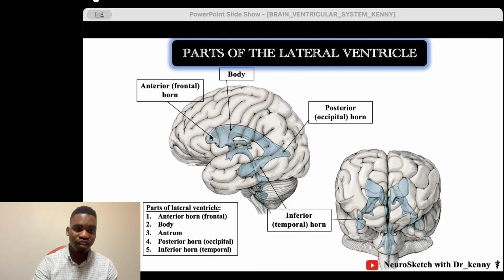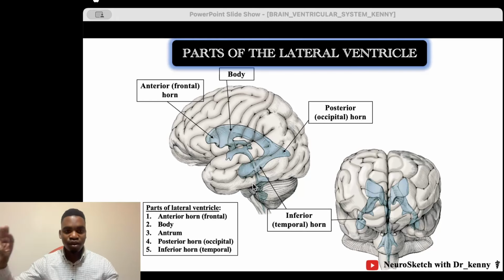So the frontal horn of the lateral ventricle, and then we have the posterior horn. The posterior horn is found within the occipital lobe, so we can call it the occipital horn of the lateral ventricle. Easy peasy. And then we have an inferior horn. The inferior horn is found within which lobe? It is found within the temporal lobe, so it can also be called the temporal horn of the lateral ventricle. So we have the frontal horn, occipital horn, and the temporal horn, or the anterior, posterior, and the inferior horn.